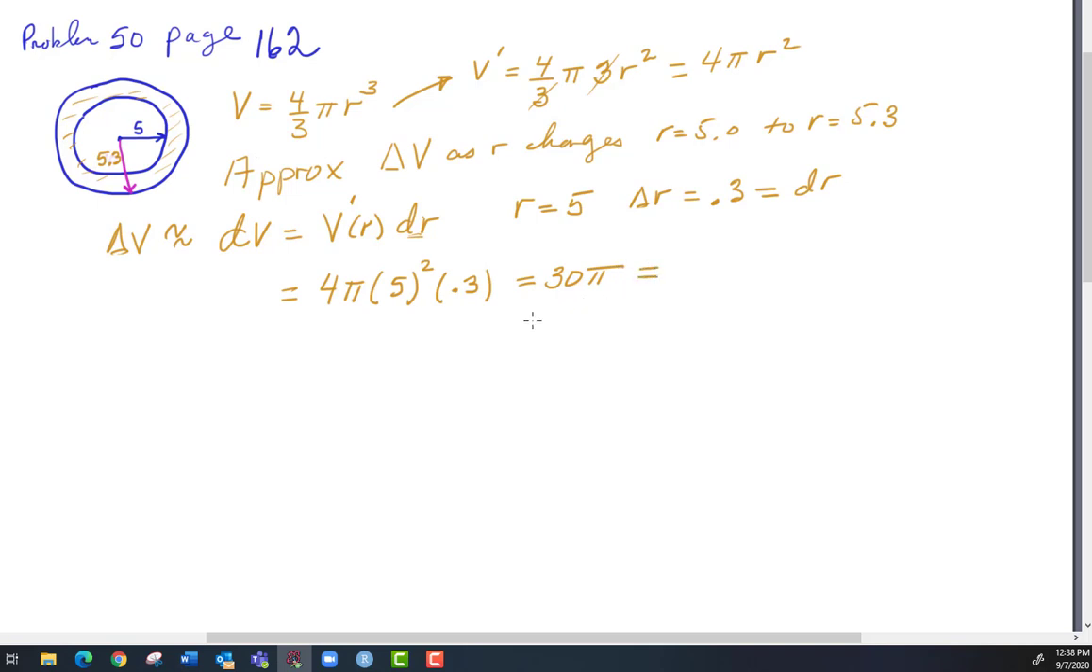And because it's interesting to know things like this, I multiplied that out for you, and that is 94.25 cubic millimeters. 94.25 cubic millimeters. That's how much material is in that shell.